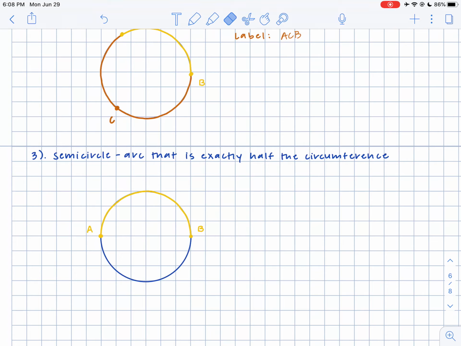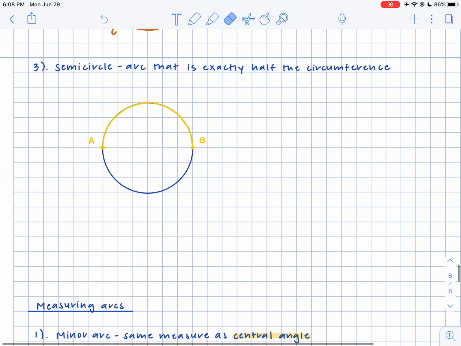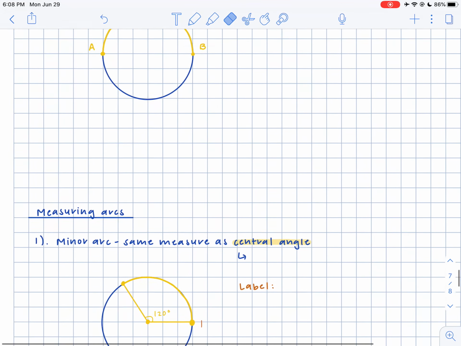Third type of arc is a semicircle. This is an arc that is exactly half the circumference. So that means it will measure exactly half, or 180 degrees. So those are the 3 types of arcs.